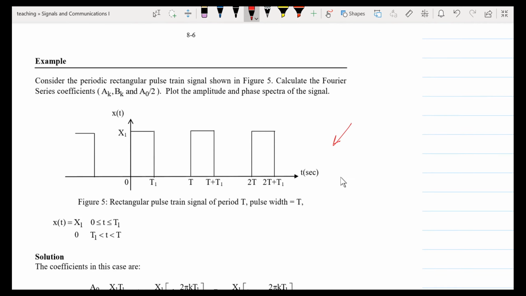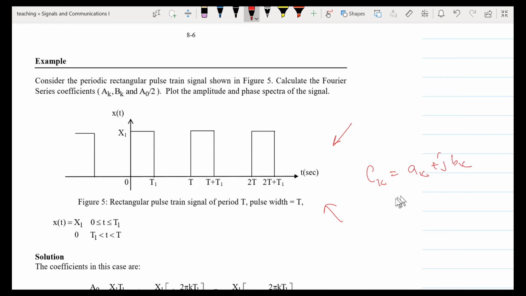You can look at it on your own. But the example is simply telling you that if you consider this rectangular pulse train defined as in this figure, the first question you are asked to do is to find the Fourier series coefficients, aka ak, bk, and a0 over 2, which of course are derived from ck, considered to be ak in our definition plus j bk.